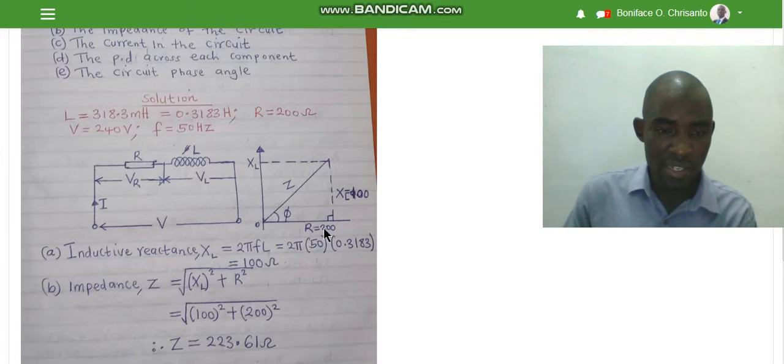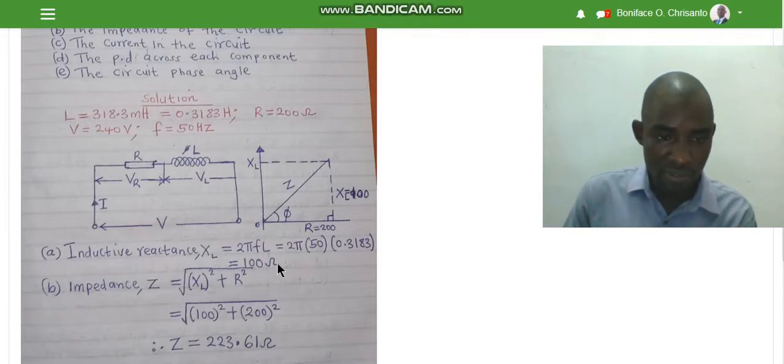We have obtained the resistance to be 200. We have also gotten the inductive reactance XL, given by 2 pi FL. Once you substitute these parameters, you will get 100. So the inductive reactance is 100.